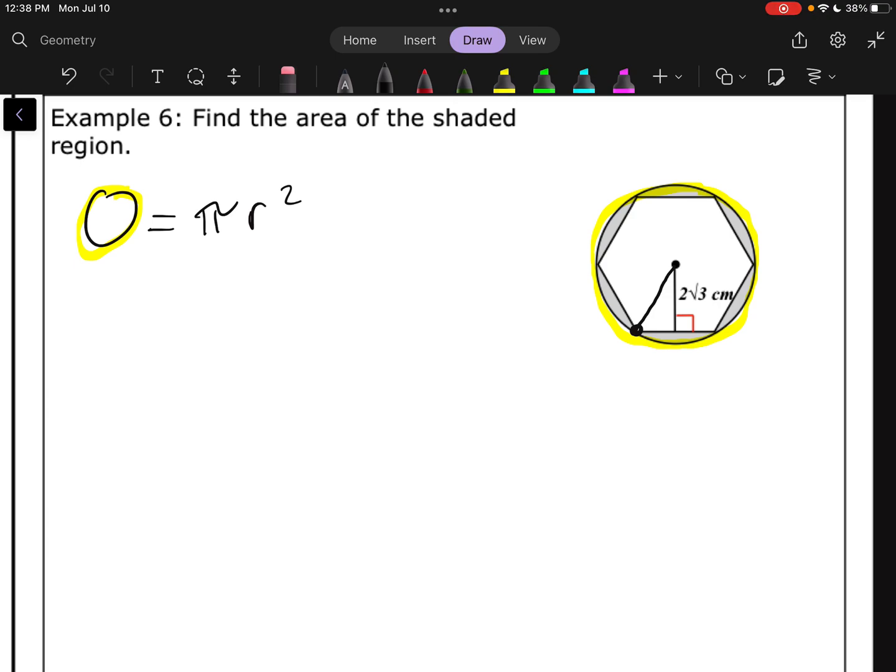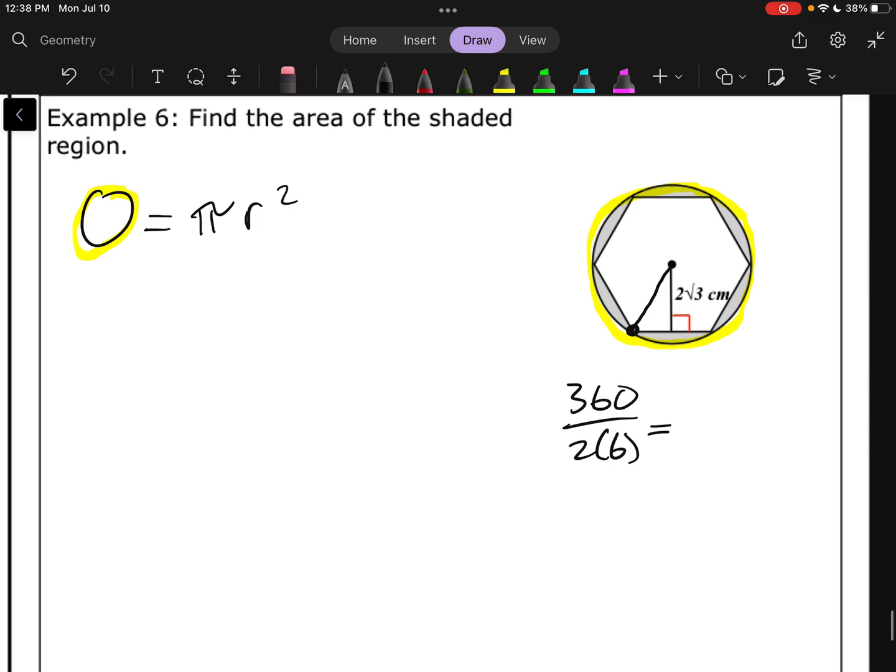Now, we still don't know what that is, but we can find it, because remember that formula 360 divided by 2n, where n is the number of sides? That's the formula that we use to find this angle formed by the apothem and the radius. And if we do that for a hexagon, we get 30, which is convenient because that makes a little 30, 60, 90 triangle right in here.